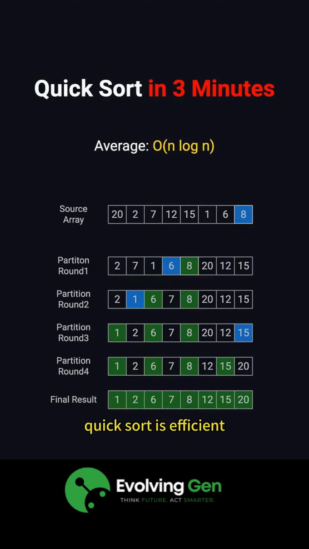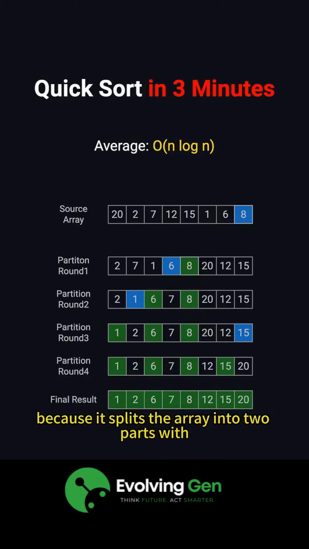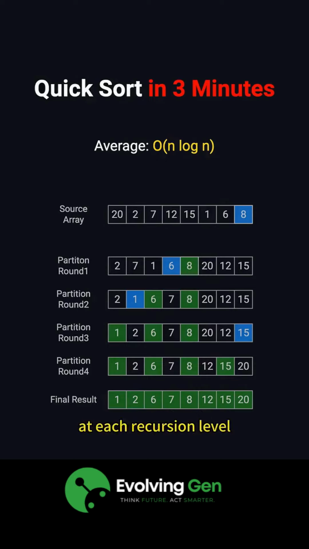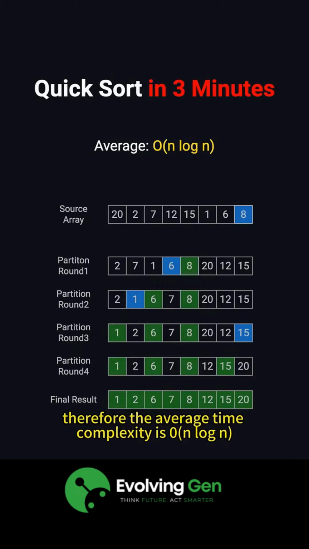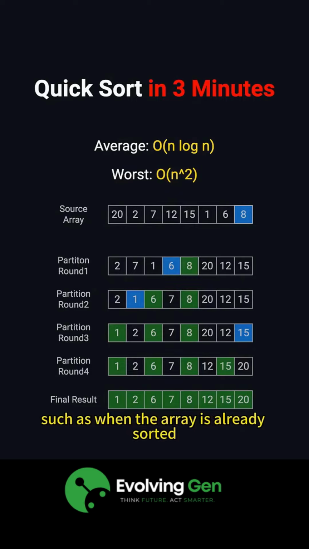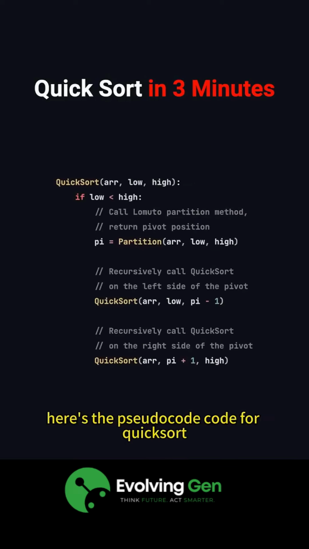Quicksort is efficient because it splits the array into 2 parts with each partition, making recursion depth proportional to log n. At each recursion level, operations take O(n) time. Therefore, the average time complexity is O(n log n). However, in the worst case, such as when the array is already sorted, Quicksort's time complexity can degrade to O of n squared. Here's the pseudocode for Quicksort.